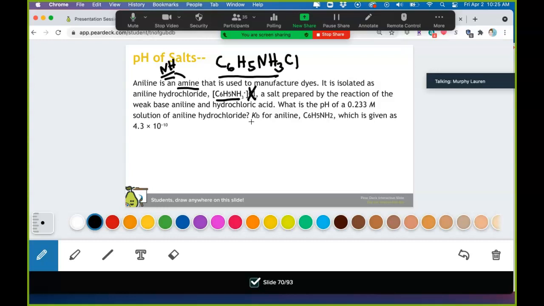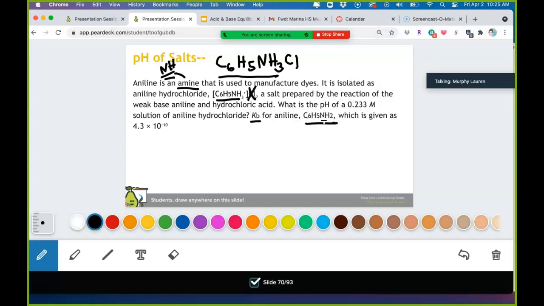Anyways, they give you the Kb for aniline, which is an organic weak base. Okay, and they give you that number. So we go, okay, obviously aniline is the weak base, so this conjugate right here is going to be the part of the salt that undergoes hydrolysis. So you want to first write out the hydrolysis of this guy. C6H. This is the conjugate acid of the weak base aniline. So I'm going to write acid down here. Conjugate acid. Whatever. Still acid.